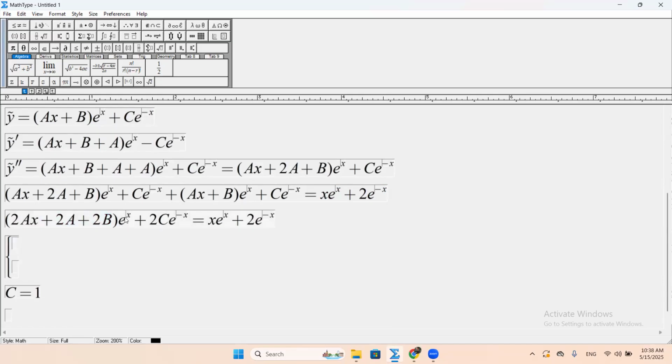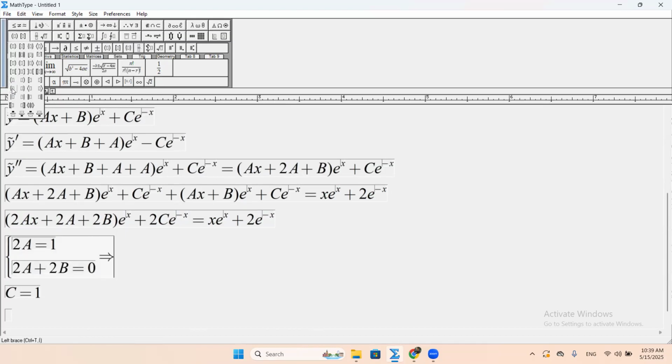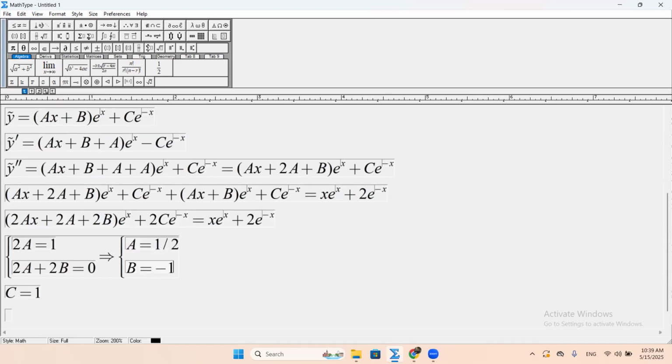So this part and this part are independent. So 2a equals 1, and then 2a plus 2b equals 0. So what do we receive? So that a equals 1 over 2 and b equals minus 1 over 2.